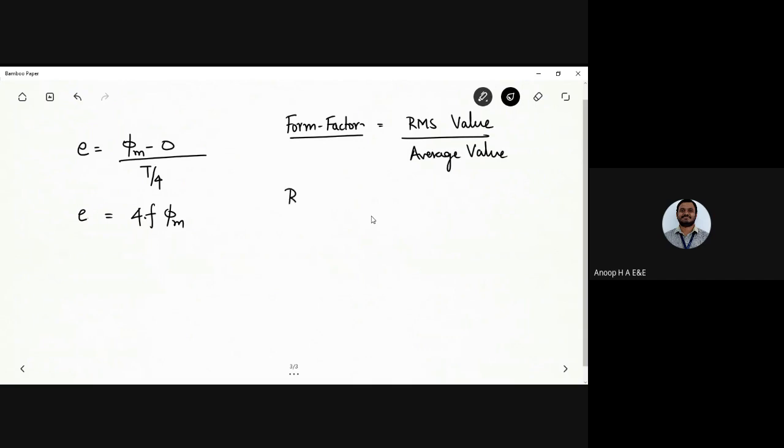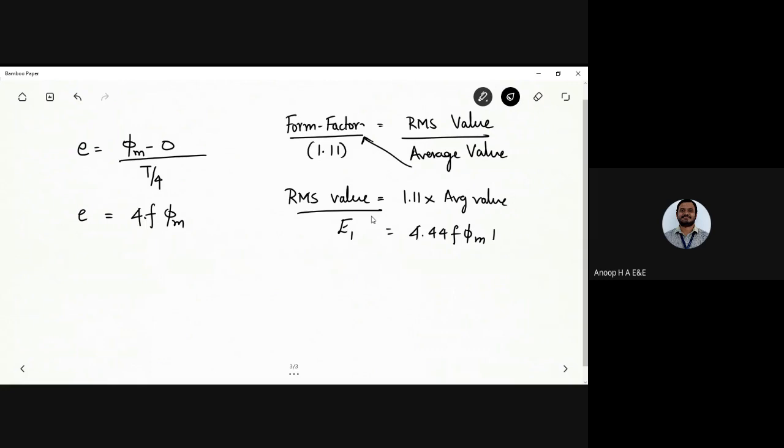So the RMS value would be equal to average value into form factor. What is the form factor? I take it as 1.11, so that is 1.11 into the average value. So I will be getting 4.44 f phi m. That is the RMS value of the induced voltage.